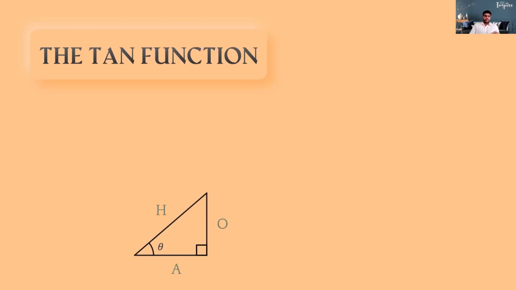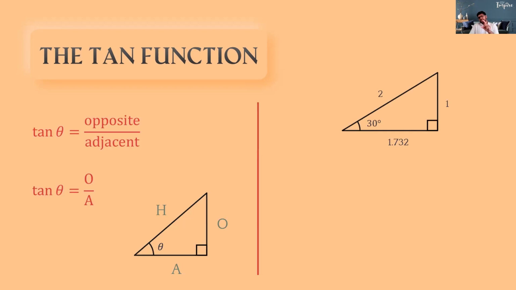The tan function. Again, same triangle. Children, tan is opposite over adjacent. It doesn't use the hypotenuse. Tan is opposite over adjacent, so O over A. Someone is giving us an easy way to remember these three. I will explain that at the end of this as well.